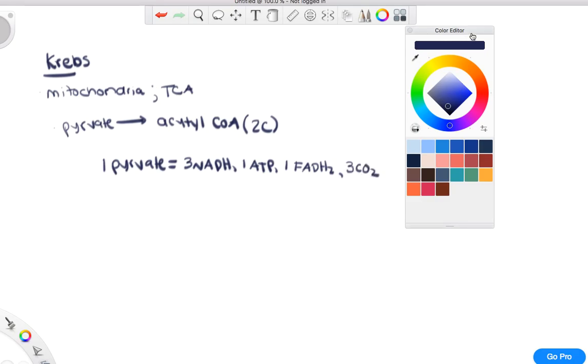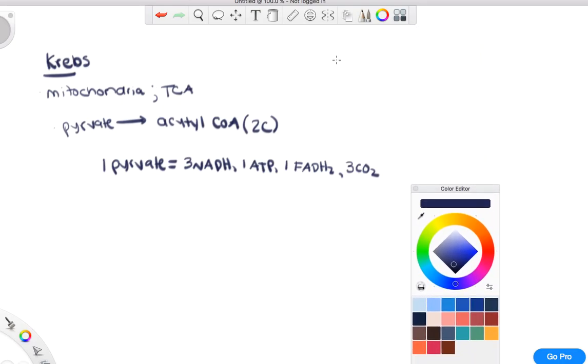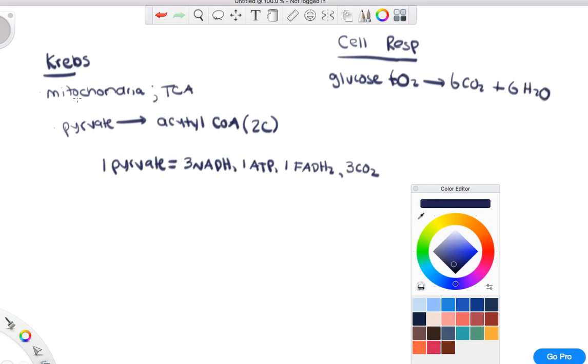What I also want to highlight is when you look at the cell respiration formula, your reagent is glucose plus O2 yields, this should be a 6 CO2 plus 6 H2O. So look at this. If you recall, glucose produced 2 pyruvates, right? So we've got 1 pyruvate, which produces 3 NADH, 1 ATP, 1 FADH2, and 3 CO2.